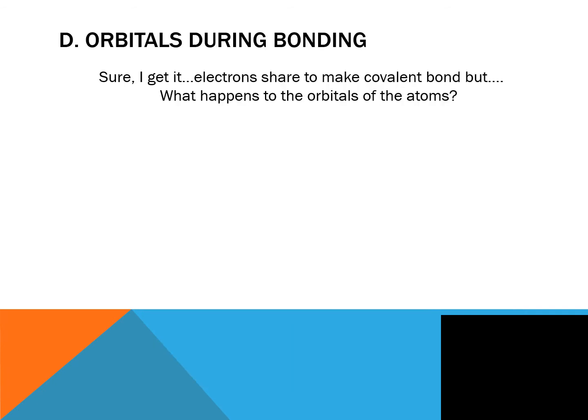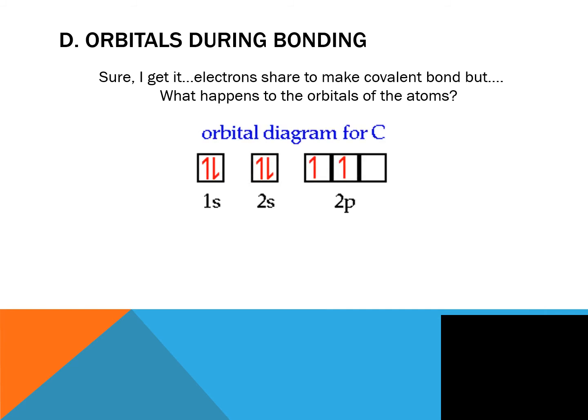So, sure, I get it. Electrons share to make covalent bonds. So how does this go back to the previous chapter of orbitals? So what's happening in these molecules and what's happening to the orbitals, since electrons are affecting the bond, so the orbitals have to be changing. So this is where it gets a little difficult. So this is where you put your thinking cap on.